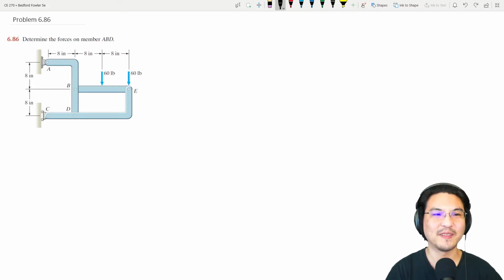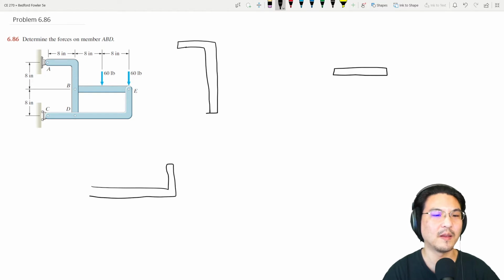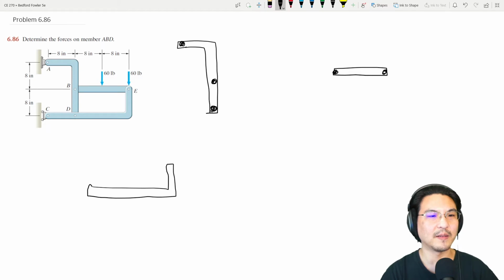Break it apart. All right, so we got this part, and then this kind of horizontal part, and then this one over here. Okay, so there's point A, B, and then D is over here. Then B is over here, E is over here, and then E is over here, D, C.